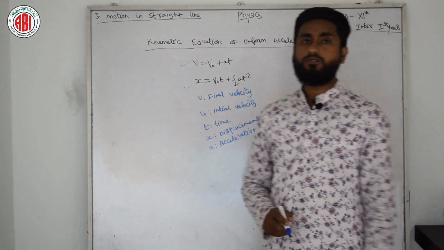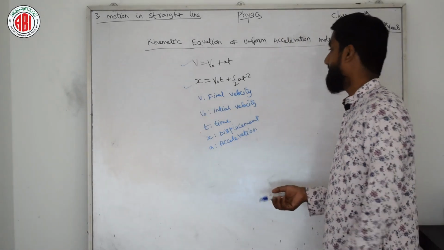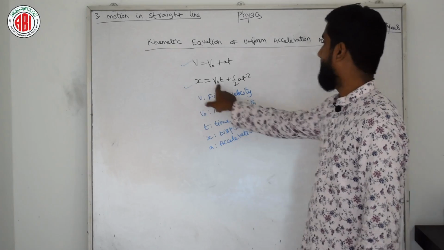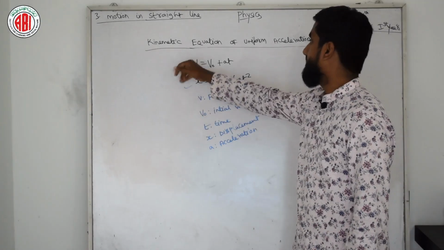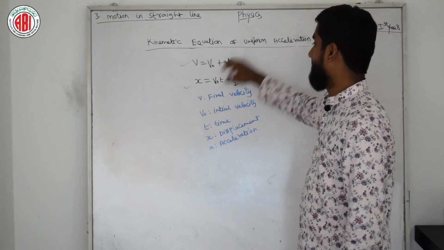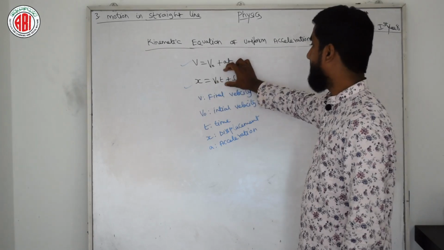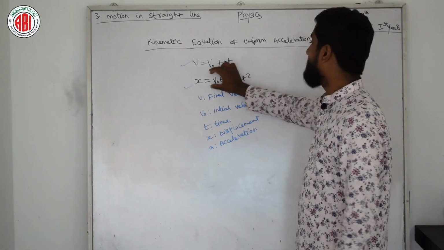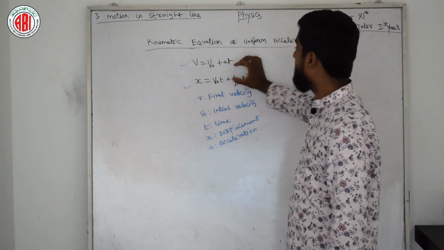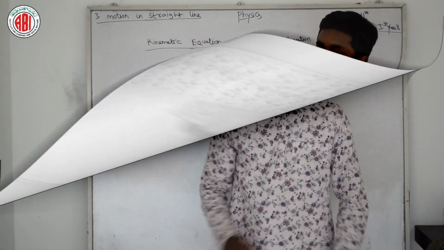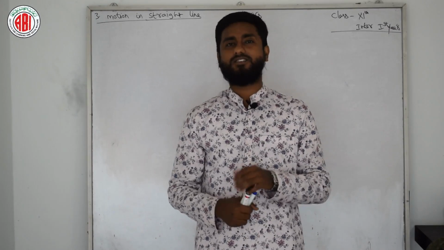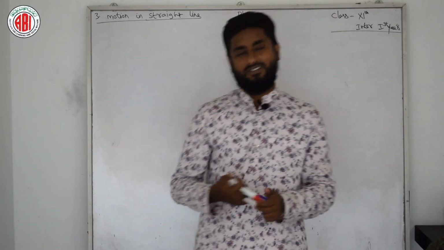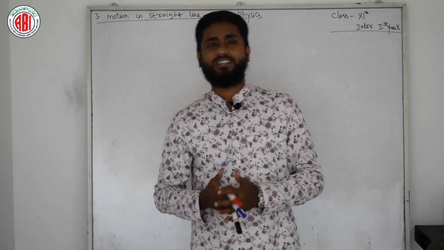Now we are moving to numerics. I am standing a few seconds here, you need to copy these down also. I am reading once again: v is equal to v naught plus at, x is equal to v naught t plus half at square. Hope you have copied the kinematic equations of uniform accelerated motion.